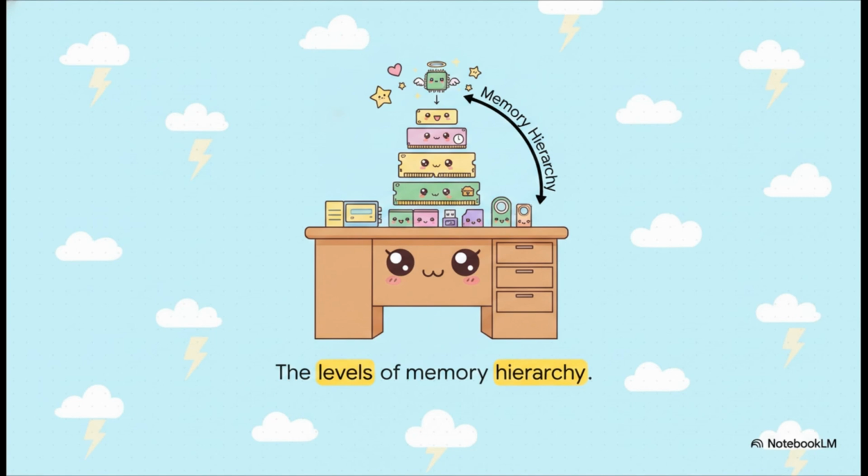To make this super easy to visualize, I want you to imagine your computer's memory is like a physical workspace, kind of like your own office desk. We're going to take a top-down tour of these 5 levels. We'll start at the very top, where access is basically instantaneous, and work our way down to the bottom, where data gets safely tucked away for the long haul. Ready? Let's check out the first level.